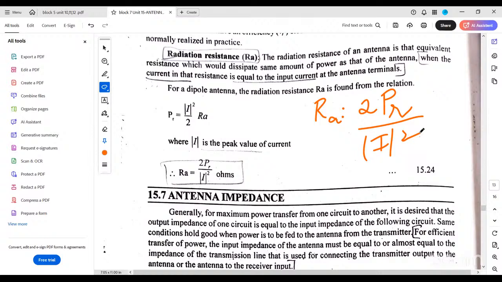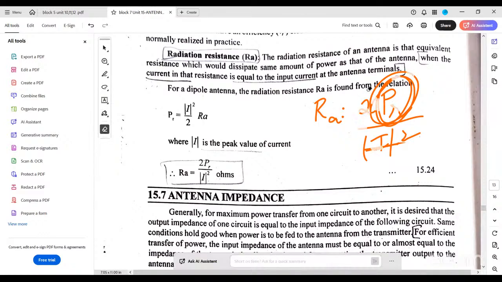The radiation resistance of an antenna is equal to the resistance which would dissipate the same amount of power, the amount of power it is dissipating, when the resistive current is equal to the input current. So how will you write the definition with two currents? The resistive current is equal to the input current with the radiated power. What is PR? PR is the radiated power. That is called the radiation resistance.